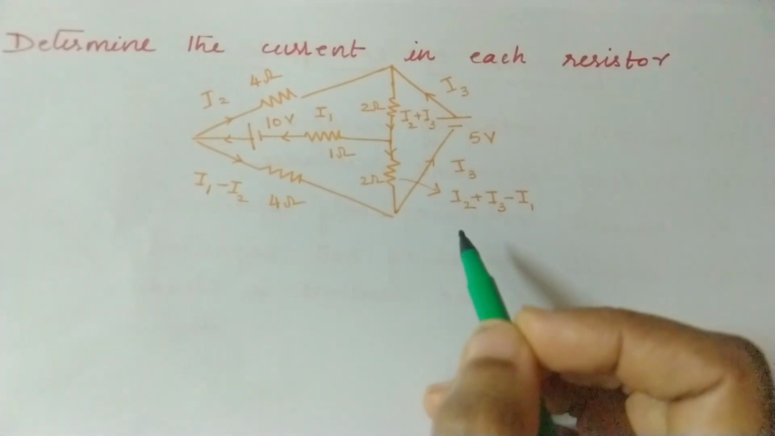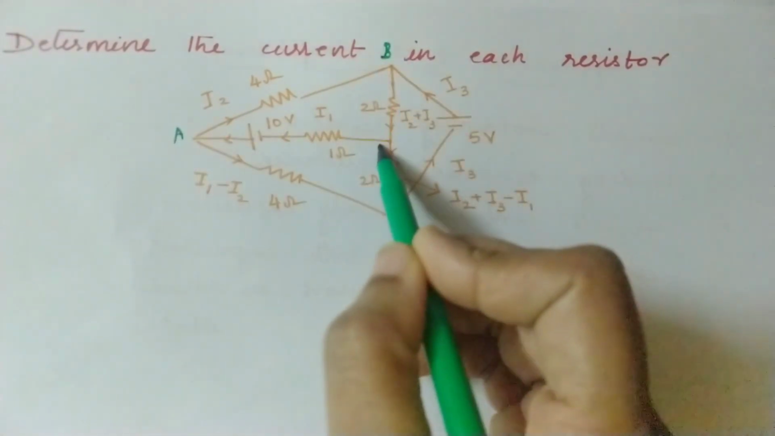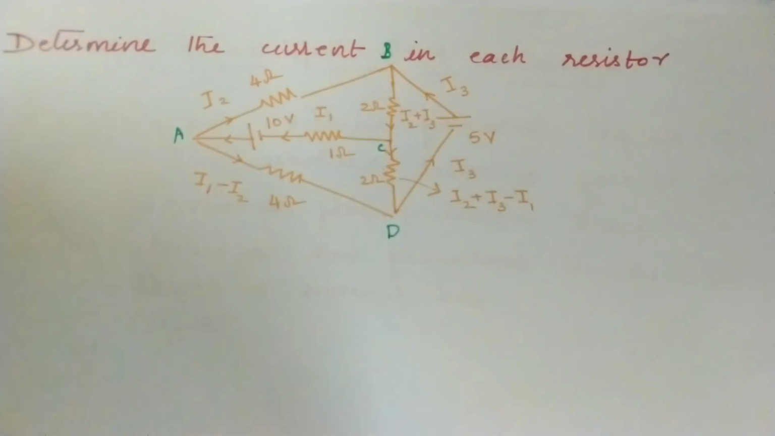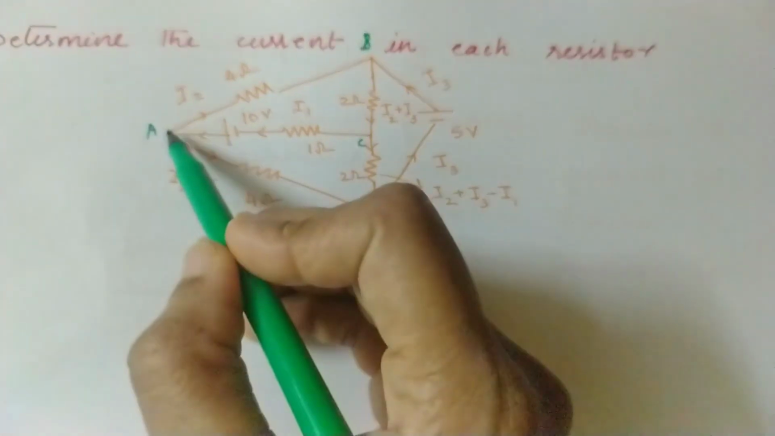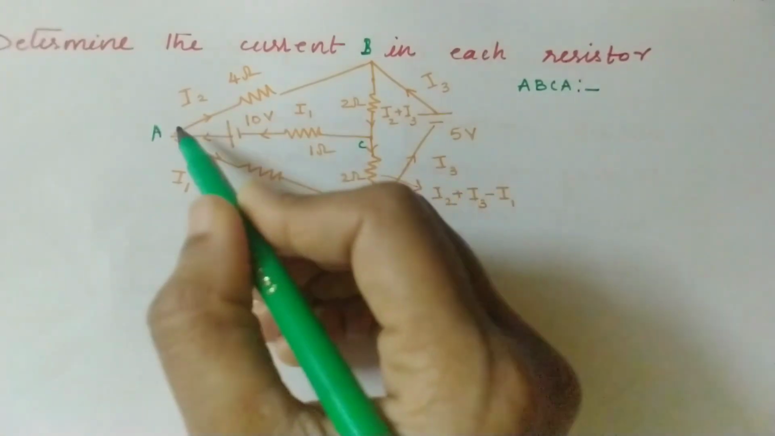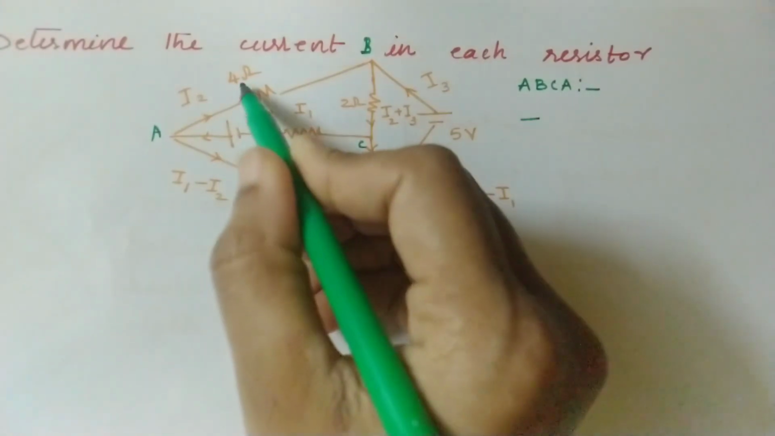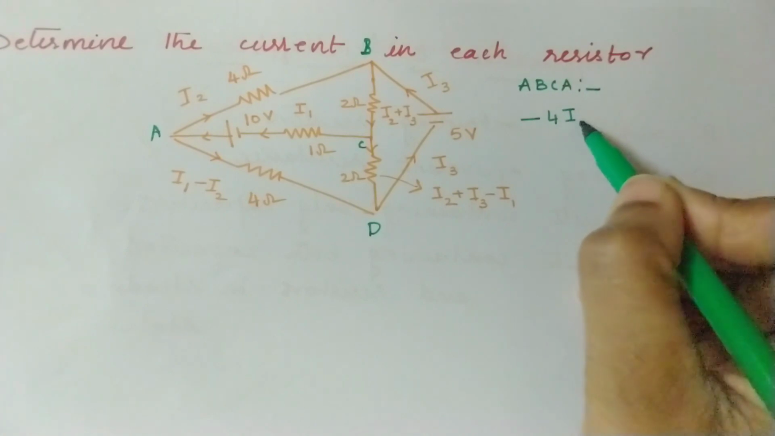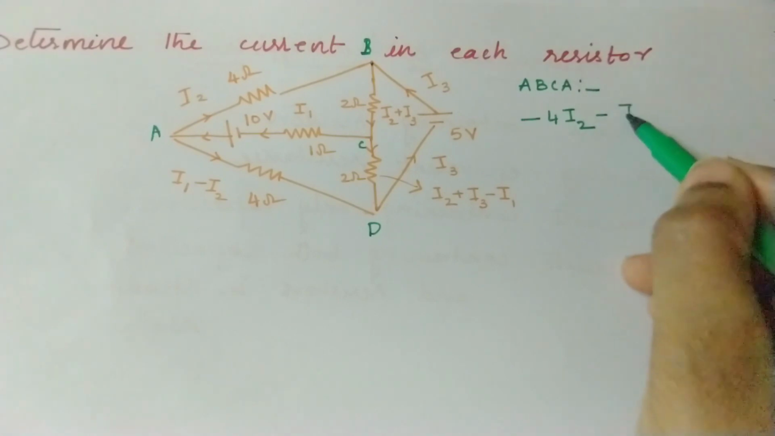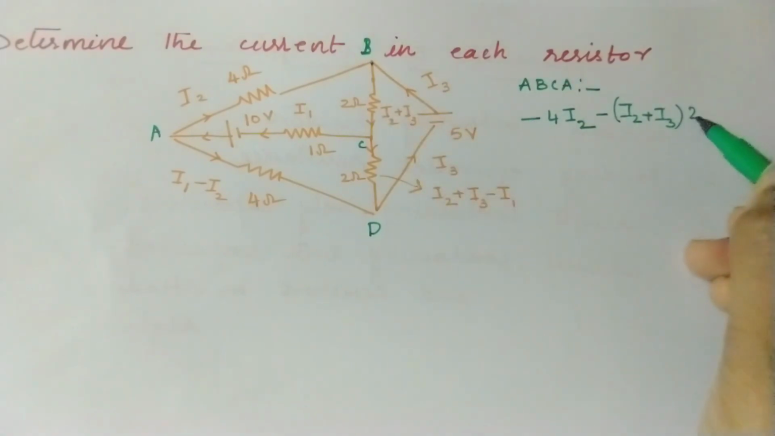Okay, look at the first equation. For this loop, I will name the loop A, B, C and A. For the loop A, B, C, A, if I apply Kirchhoff's loop rule, I write the equation starting from A. From A to B, we are moving in the direction of current, so it should have a negative sign, 4 into I2. When you move from B to C, again you are following the current, so minus of the current, which is I2 plus I3, into the resistance, which is 2.